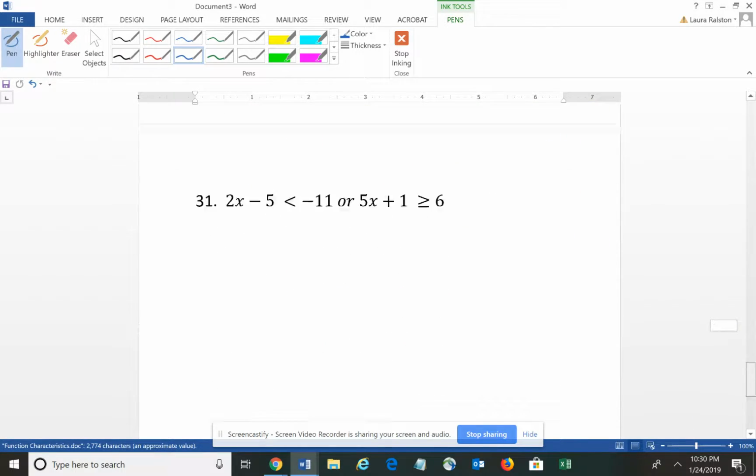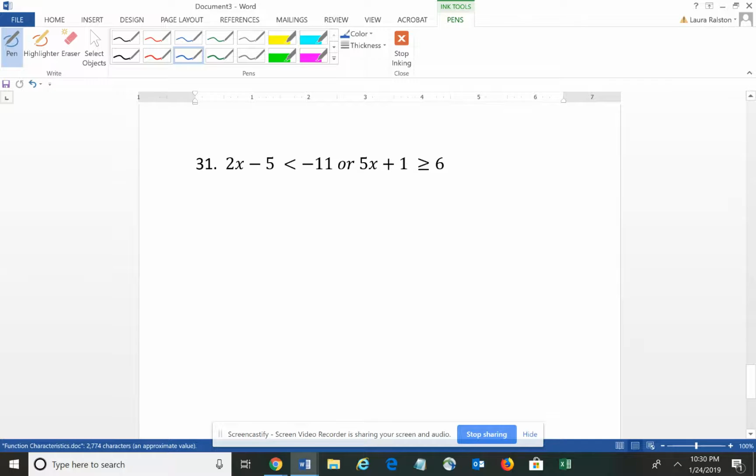One more. And this is an or statement. You have two separate inequalities. But it's saying you could have just the first one or just the second one. And so we need to solve both of them. You have to solve both problems separately.